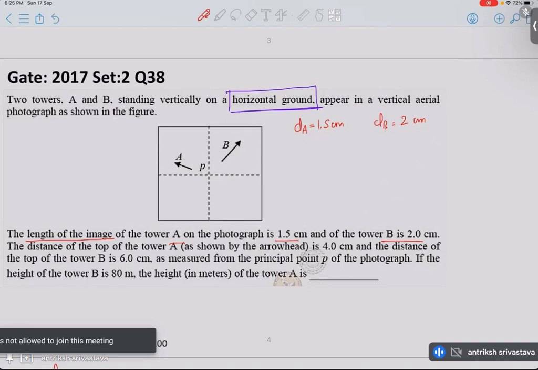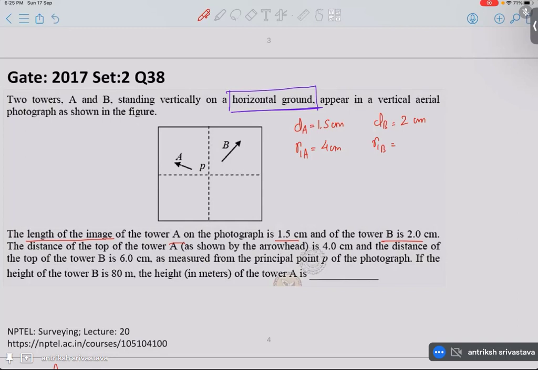And the distance of the top of tower A from the principal point is 4 centimeter. So R1 for A is 4 centimeter, and R1 for B is 6 centimeter. And we have the height of tower B is 80 meters. So HB is 80 meters. If you look at this, we are asked HA.